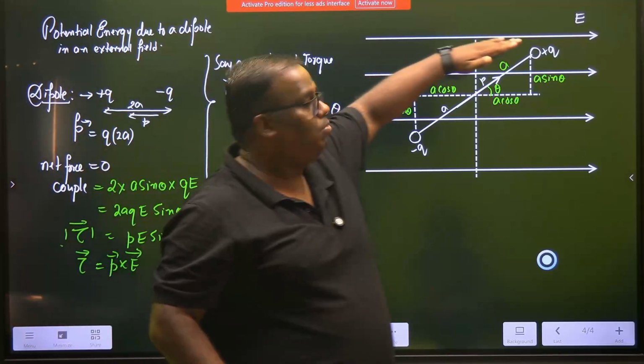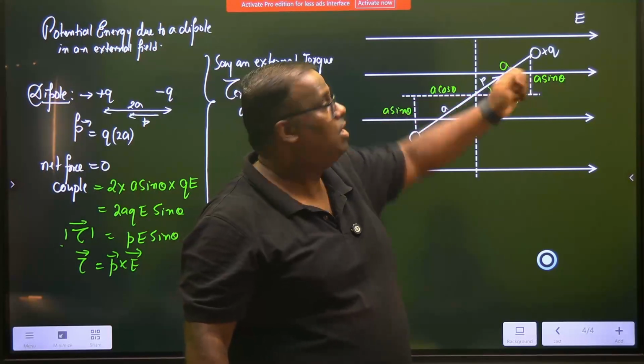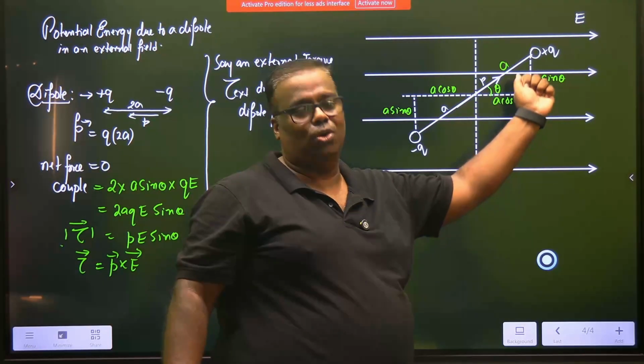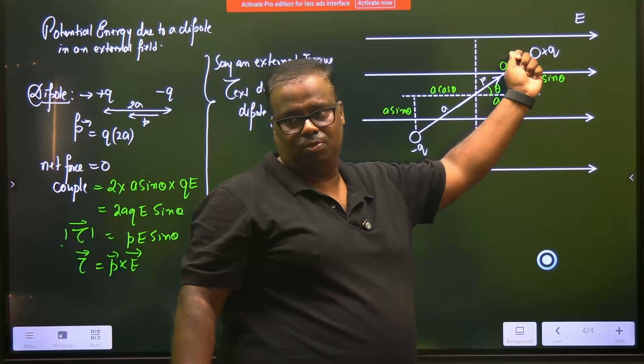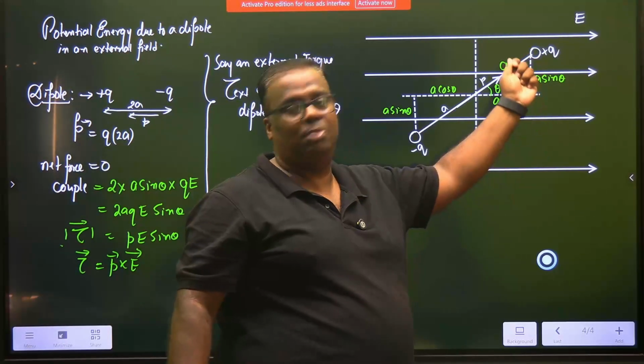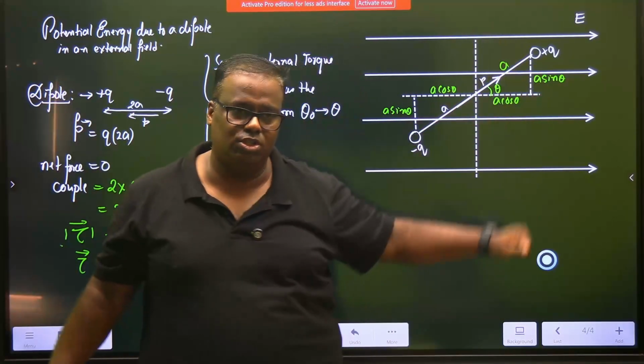Now you have brought the dipole in this manner, in stable equilibrium. You are applying an external torque, and we have displaced this dipole. What will happen? As soon as you apply the external torque, the restoring torque will also come into the picture and will try to restore it back.